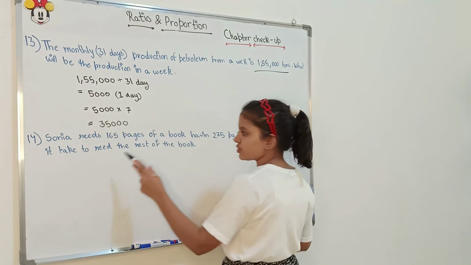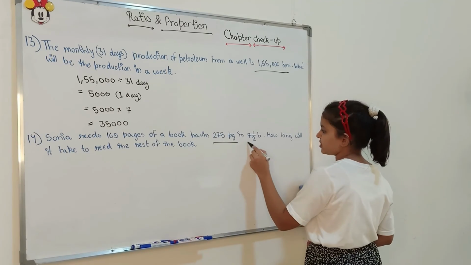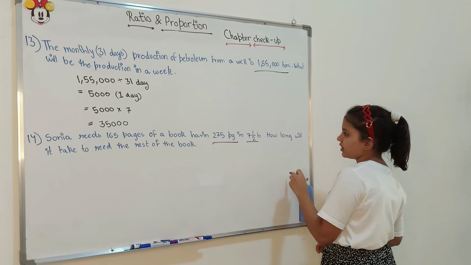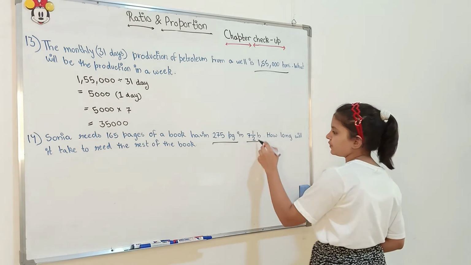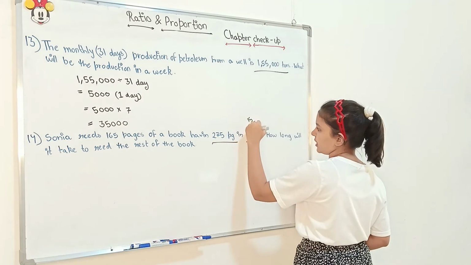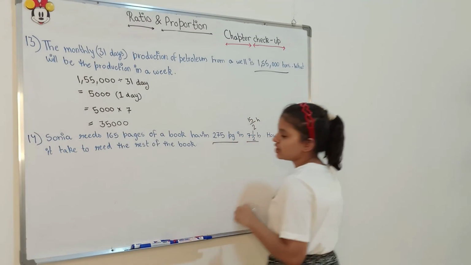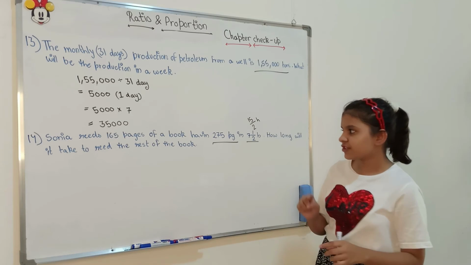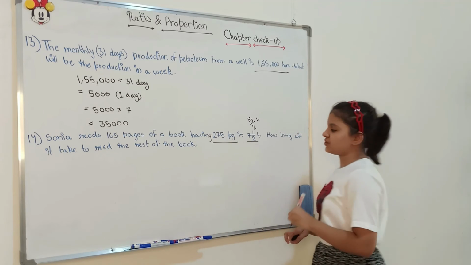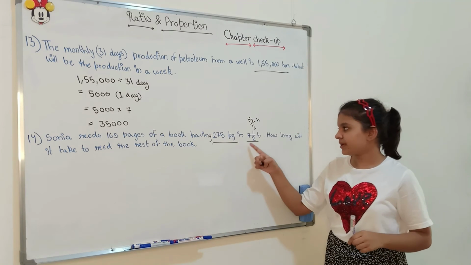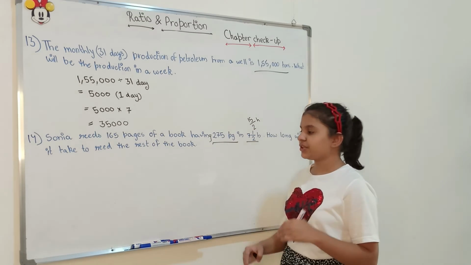14th question. Sonia reads 165 pages of a book having 275 pages in 7 and a half hours, which is 15 by 2. So 7 plus 7, 14, plus 1, 15. So you write this here, 15 by 2 hours. How long will it take for her to read the rest of the book? So Sonia has already read 165 pages of a book which has 275 pages. Now she read them in 15 by 2 hours. Now they're asking how much time it will take for her to read the rest of the book.